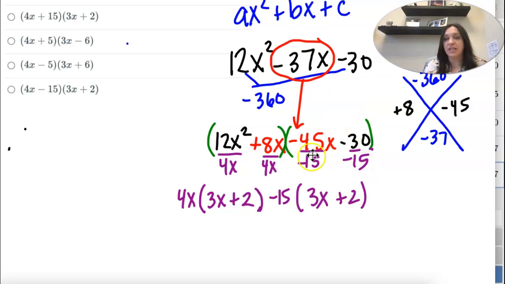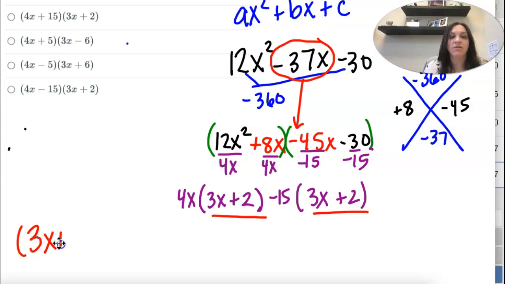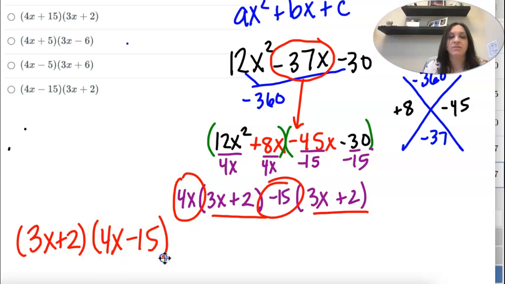So I knew once I did 5 that was wrong, because you know you're doing it right when these two are the same. Those have to be the same when you factor. And then that's just one of your factors. So our answer is 3x plus 2. And then what did we take out? 4x minus 15. That's our factored form. So those have to be the same. That's how I knew I was doing something wrong.